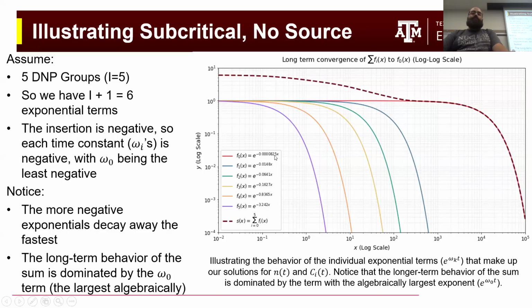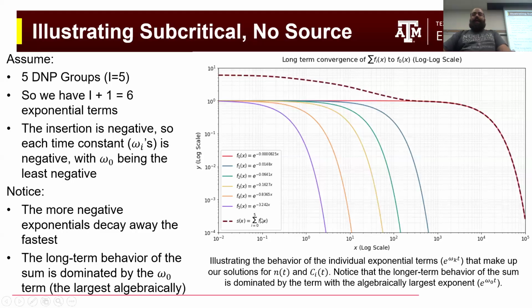It's the one that's furthest to the right on a number line if we were to plot it. So notice the purple line, and these time constants are becoming more negative as we go from F0 to F5. So notice F5 is the most negative term, and it goes to 0 very quickly. And then the terms that have slightly less negative time constants, they go to 0, but they go to 0 a little bit slower.